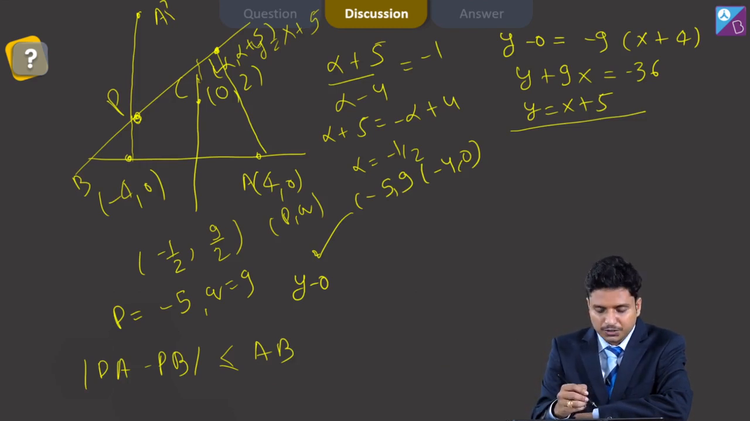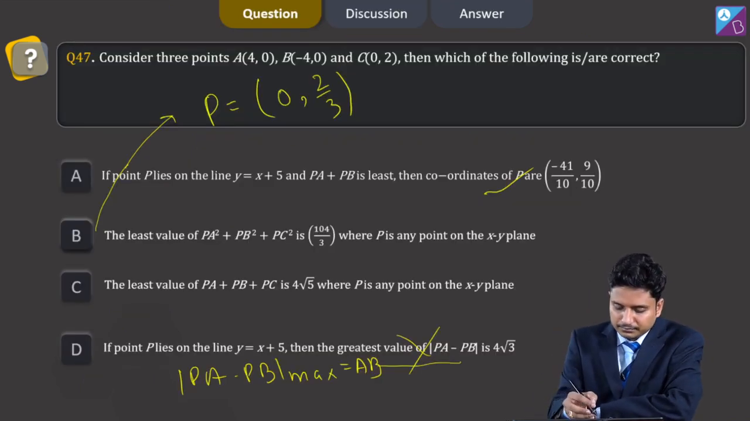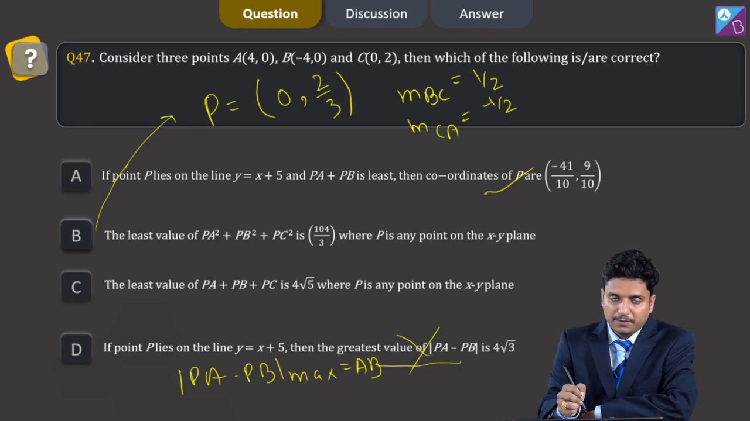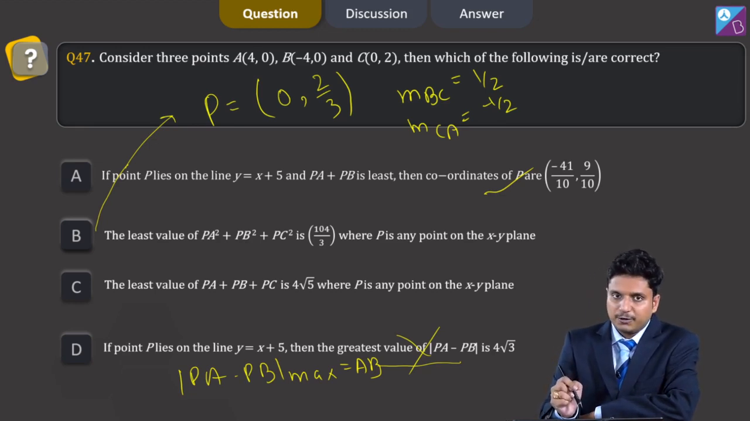With the help of slopes. You can see that the slope of BC is in fact 2 upon 4, which is 1 by 2, and the slope of CA is 2 upon minus 4, so it is minus 1 by 2. So the angle in between these two, that is (m1 minus m2) upon (1 plus m1 m2), is actually greater than, that internal angle C is greater than 2 pi by 3.